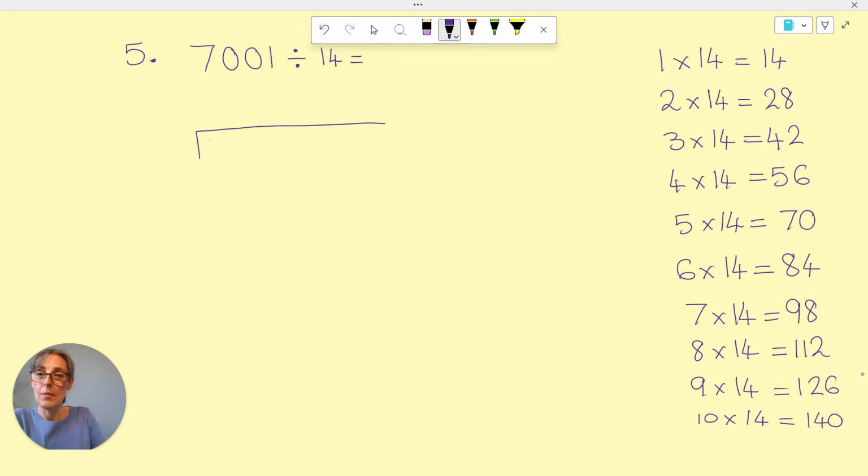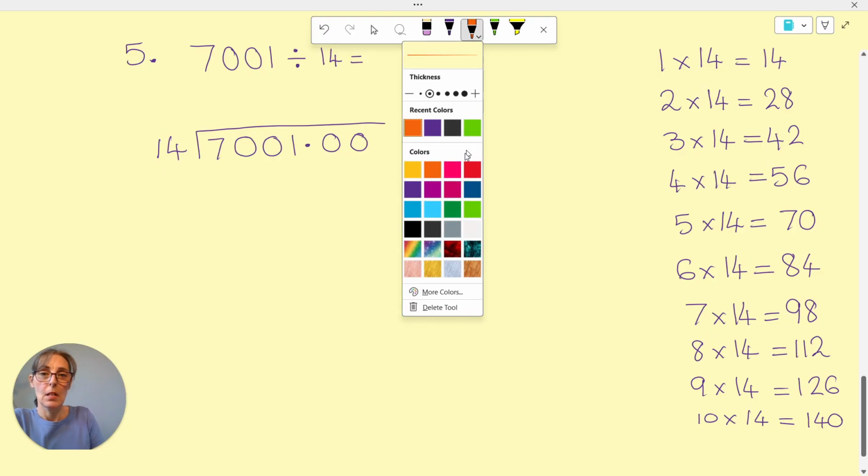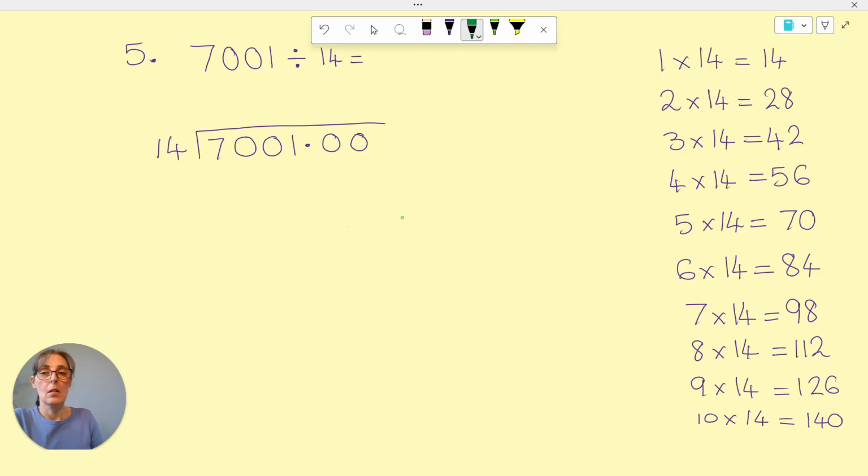Right, do it long division first, and then I'm going to show you how to do it using short division. Okay, right, let's have a different colour. Right, so how many 14s fit into 7? How many 14s fit into 70? Oh, 5. That's exactly. So we take 70 away. 0 take away 0, 7 take away 7.